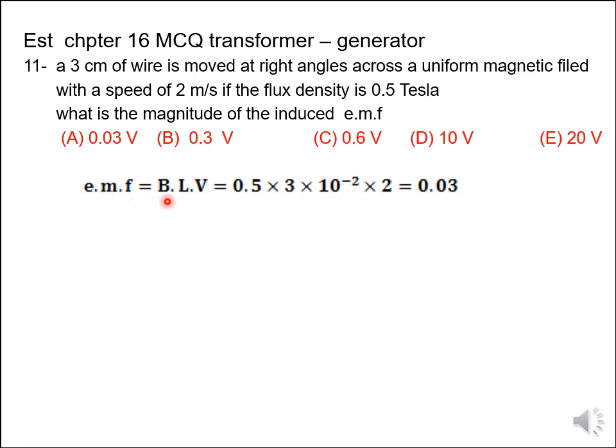B magnetic flux intensity, L length of the wire, V velocity of the wire. The magnetic flux intensity of the magnet is 0.5. The length of the wire is 3 centimeter, must be converted to meter. يبقى 3 times 10 to the power negative 2. وبعدين the velocity by which the wire moves is 2 meter per second. يبقى multiplied by 2. يبقى ال EMF produced 0.03 volt, which is the choice B.